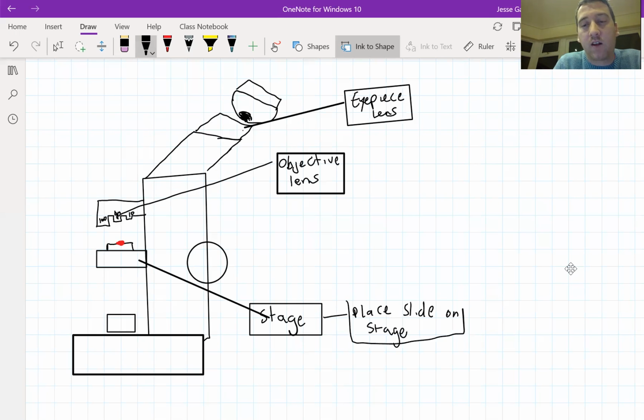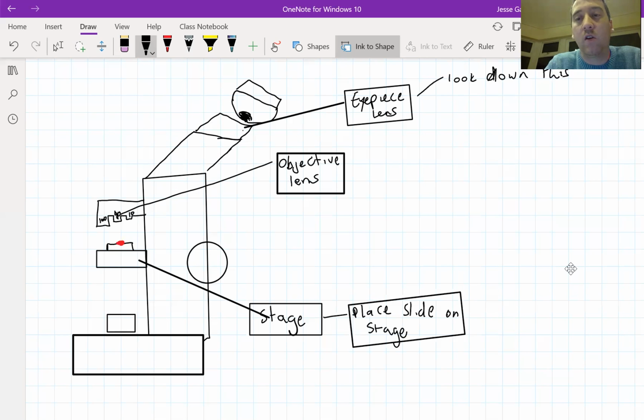Place the slide on the stage. That's where we place the slide. Okay, so again, these are the objective lens and the eyepiece lens. You look down the eyepiece lens. So you look down this lens. You look down the eyepiece lens.